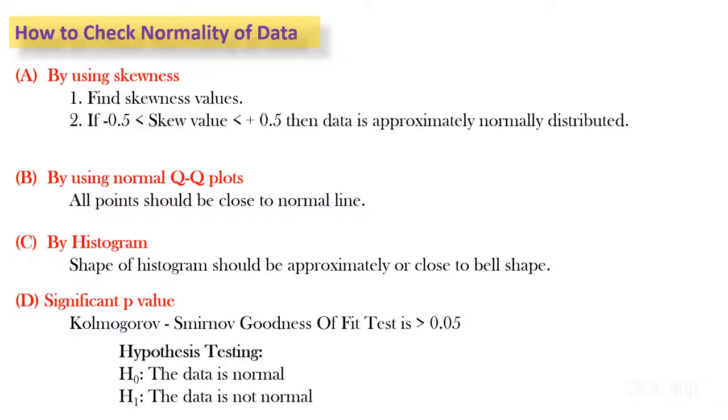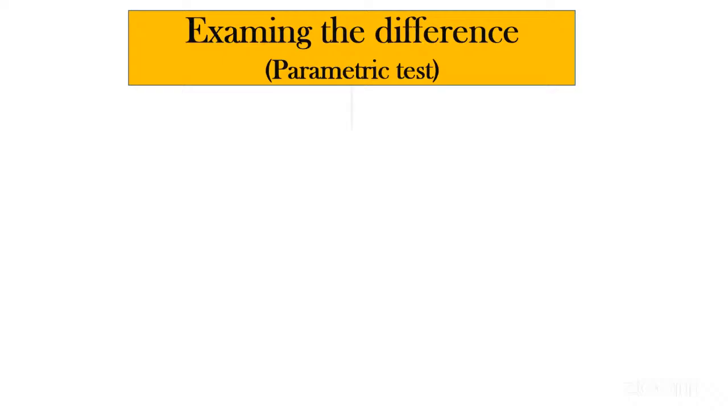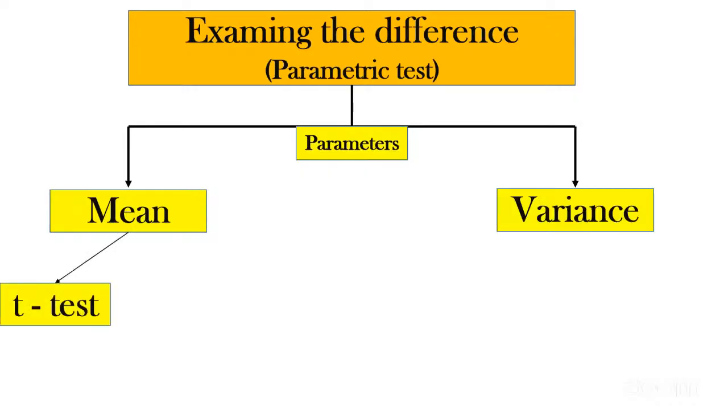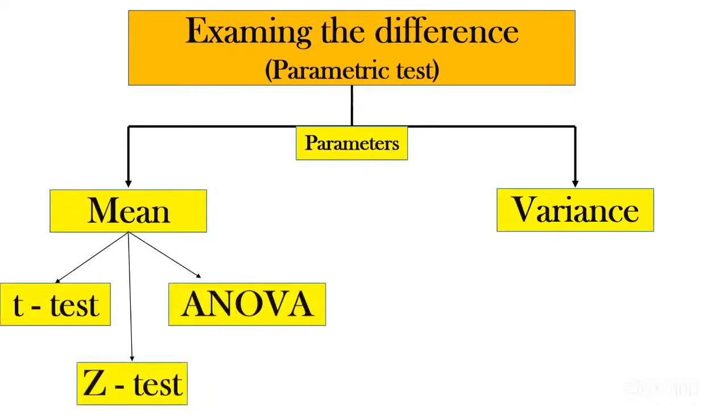So for that we use this as the hypothesis: the data is normal and the data is not normal. So let's see in detail about the parametric test. We define it based on two parameters, mean and variance.